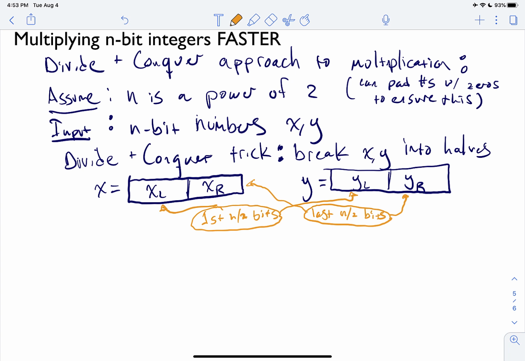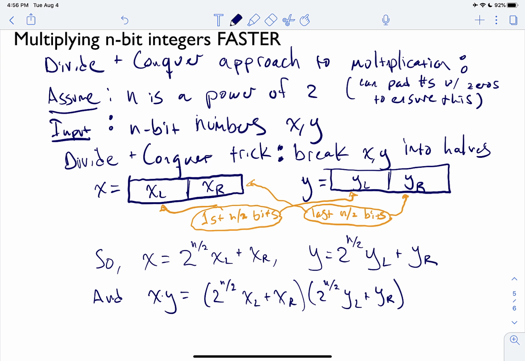So the way that we create a divide and conquer strategy is by taking these n-bit numbers x and y, and we break them each into two halves. The first n over 2 bits of x, and then the next n over 2 bits of x, followed by the first n over 2 bits of y, and then the next n over 2 bits of y. Mathematically, x is still just 2 to the n over 2 times xl plus xr, and y is 2 to the n over 2 times yl plus yr.